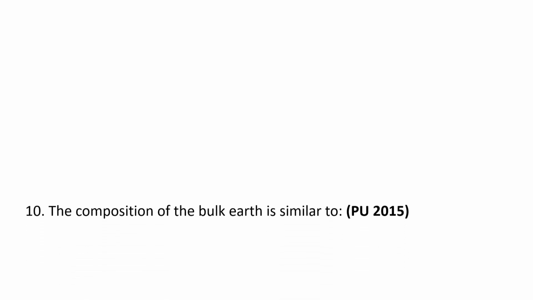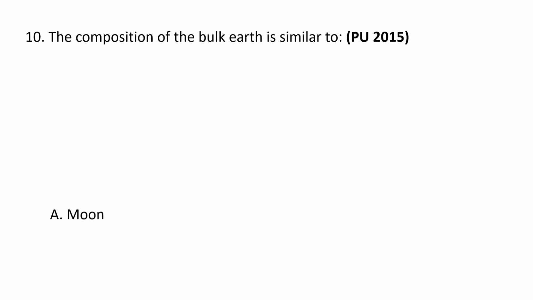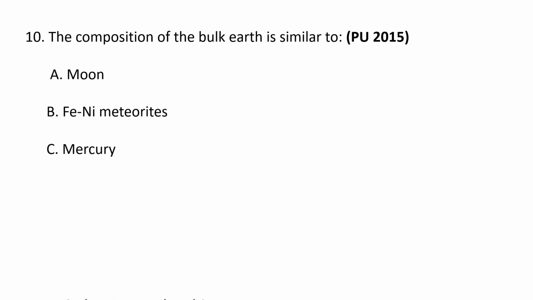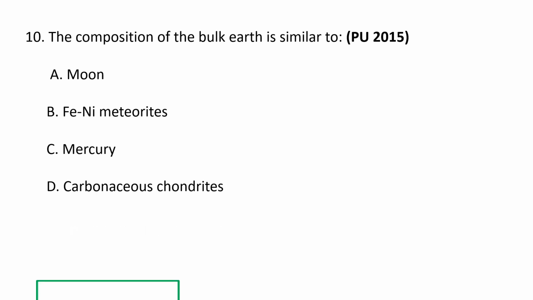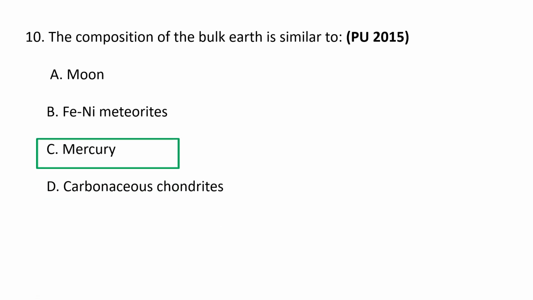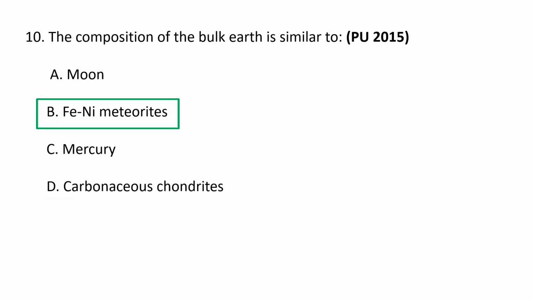Next question. The composition of the bulk earth is similar to A. Moon, B. Iron nickel meteorites, C. Mercury, and D. Carbonaceous chondrites. So the composition of the bulk earth is similar to iron nickel meteorites. The bulk composition of the earth, especially its core, is thought to be similar to that of iron nickel meteorites, with a high iron content and significant nickel. This suggests a common origin and building materials.